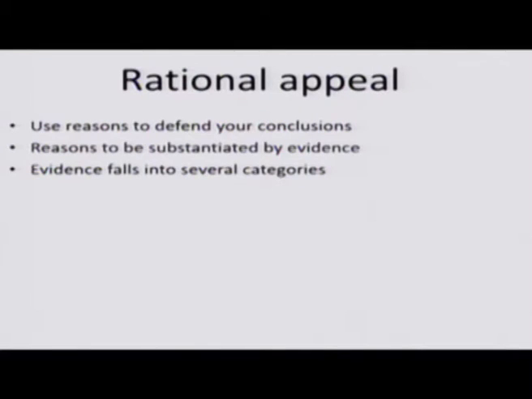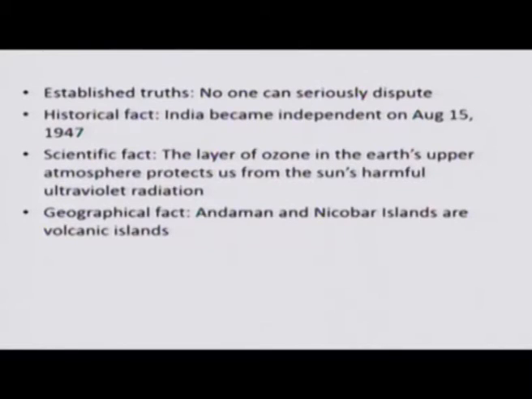In rational appeal, you use reasons to defend your conclusions. These reasons are substantiated by evidence, and evidence can actually fall into several categories. What are these? First one, established truths. As we saw earlier, these are facts, and you cannot easily contest any of these things, because these have been well established and have been accepted.